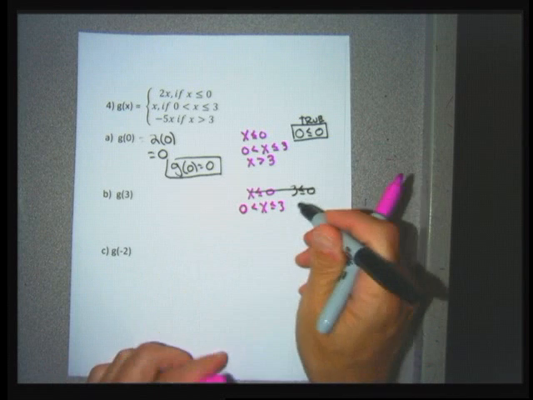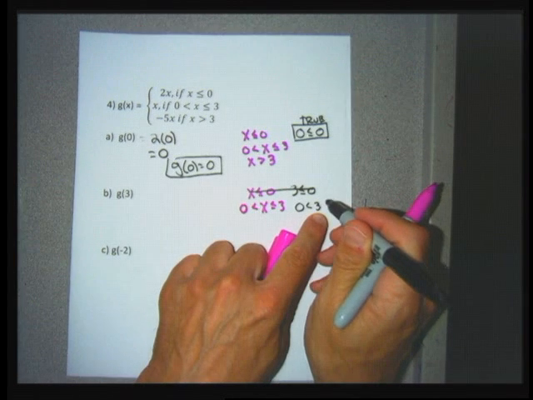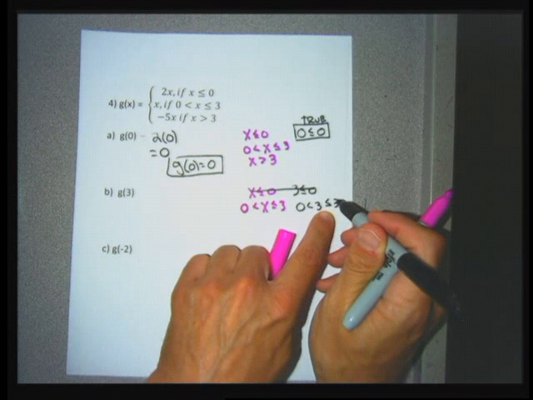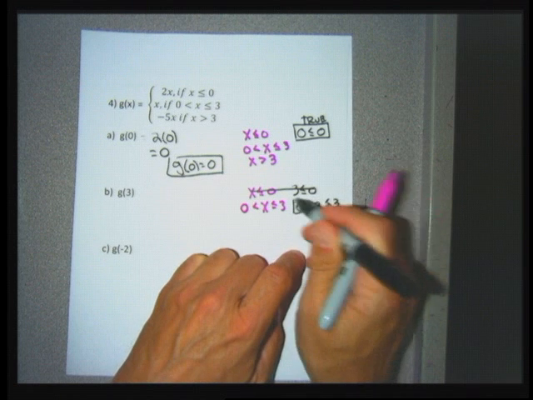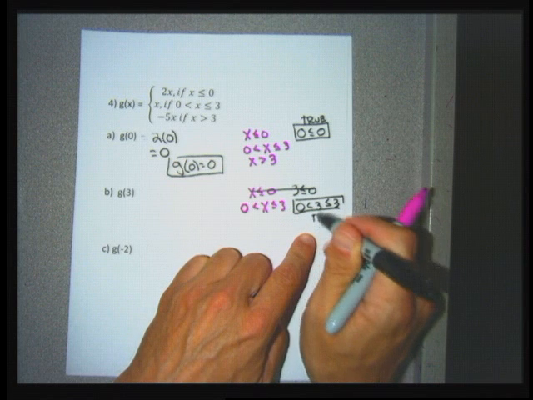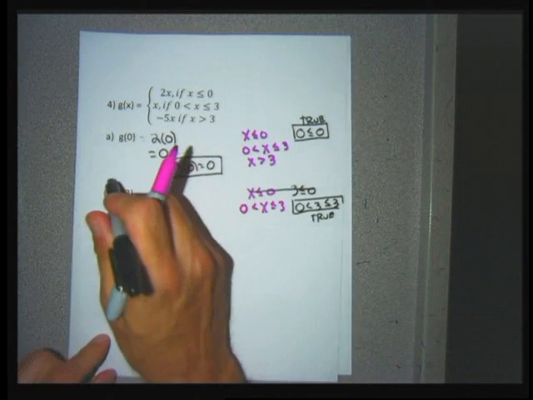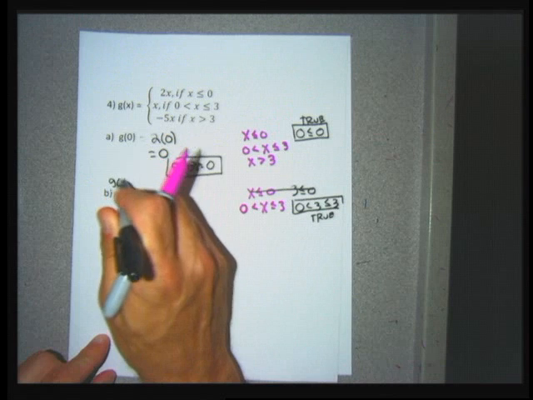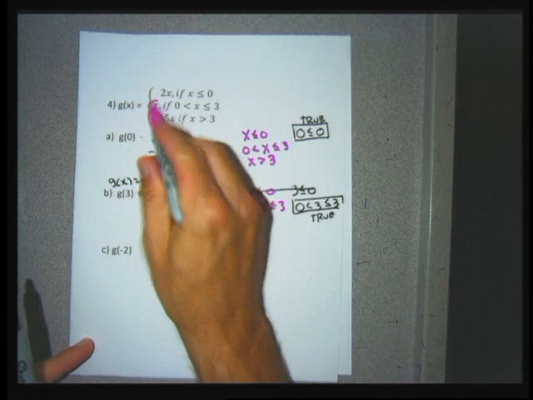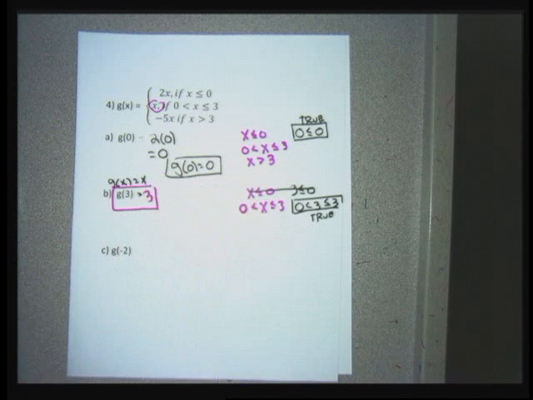If I plug 3 in for this, this part is true that 0 is less than 3. And this part is true that 3 is less than or equal to 3 because it's equal to 3. Because this statement is true, that 0 is less than 3 and 3 is less than or equal to 3, I'm going to plug the 3 into the middle piece. The middle piece is just g of x equals x. There's not going to be any algebra to do there because I'm just going to plug in a 3 for the x and I'm done. That's the easiest function to plug in for.